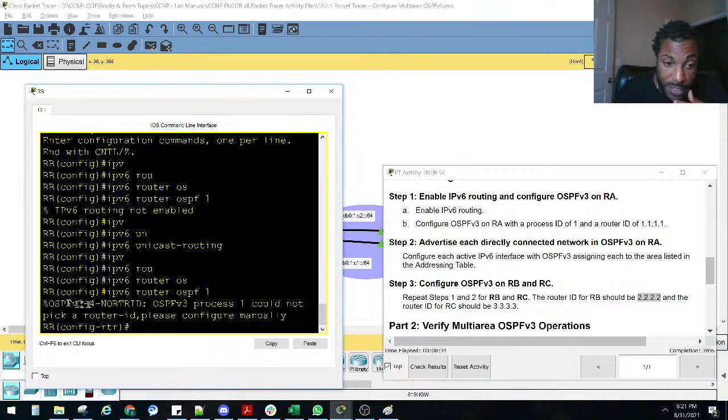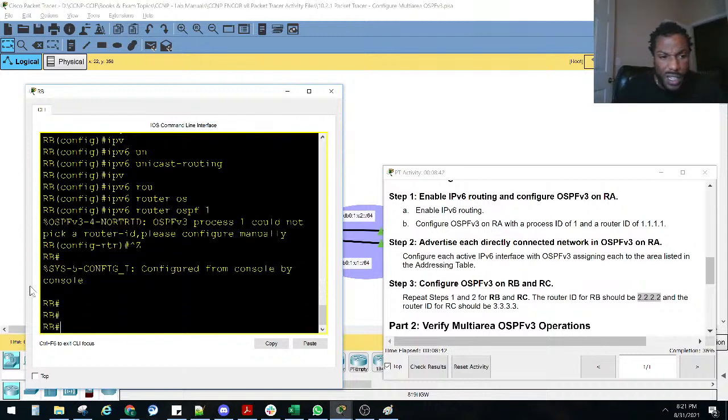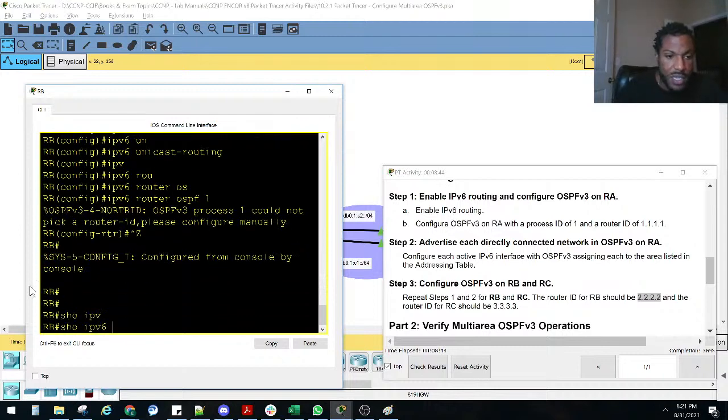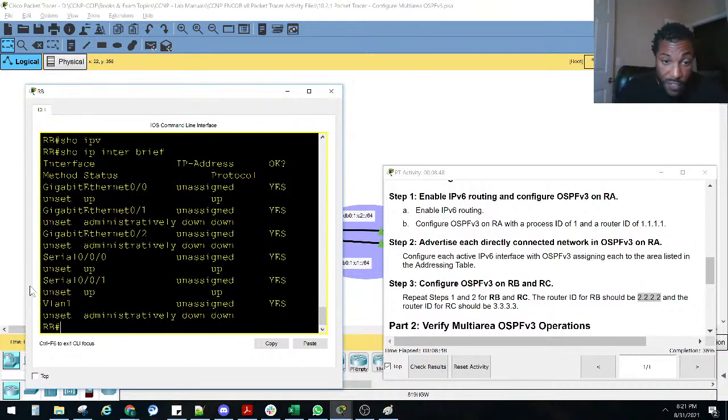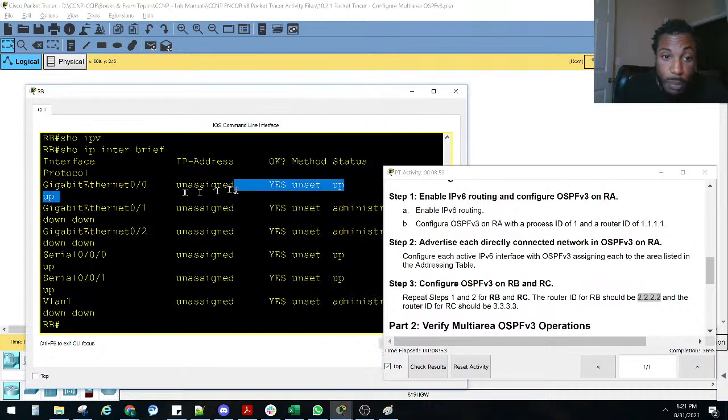Now we got another error. This thing is just throwing up at us here. OSPFv3 process 1 could not pick a router ID. Please configure one manually. Why not? Let's take a look at our interfaces here. Show IP interface brief. We don't have any IP addresses, so it couldn't pick a router ID. See there? It couldn't pick a router ID.